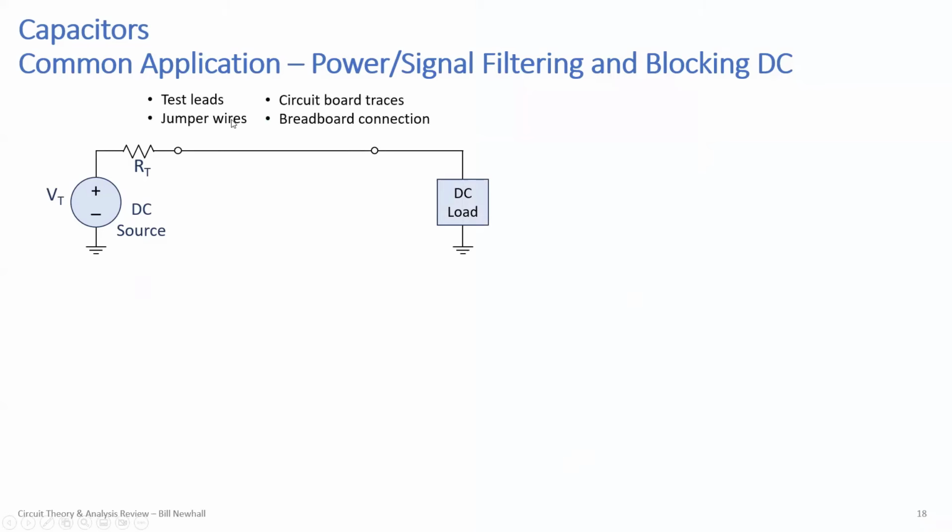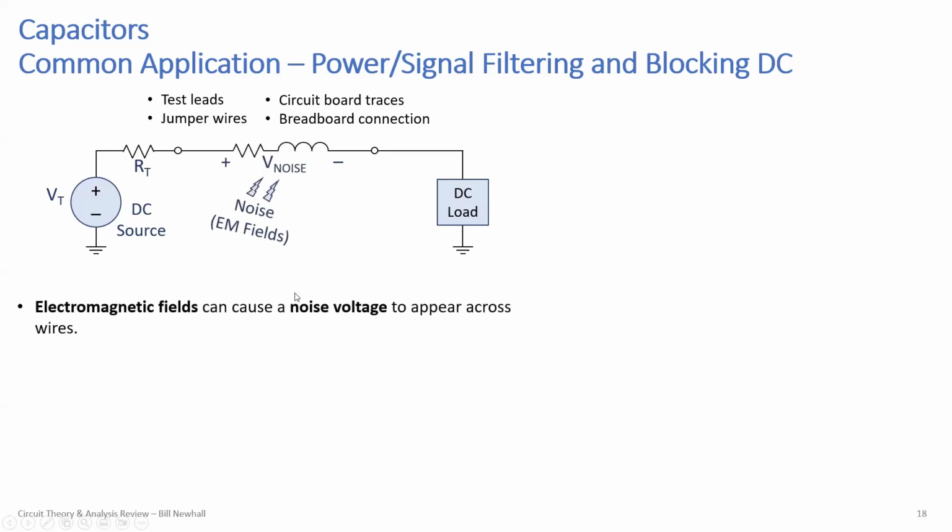And you put a wire between. These could be test leads or jumper wires or circuit board traces, the copper traces on a circuit board. Could be a breadboard connection. Could be wires across some kind of vehicle. And that wire, as we talked about, is not resistance free. It has some resistance and it also has some inductance. And what you've created there is basically an antenna. You've created a way for electromagnetic fields to cause a voltage on that wire, right? We call that noise, external noise. So you get this noise voltage across that wire.